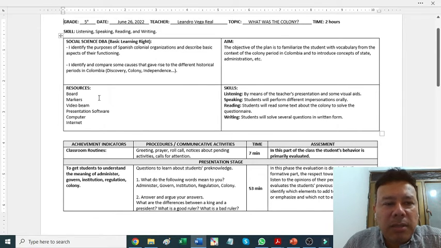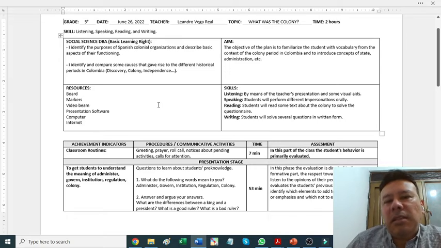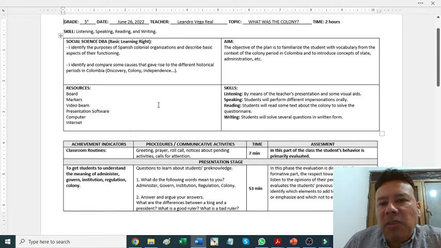Resources: board, markers, video, presentation software, computer, and internet. Listening: by means of the teacher's presentation of some visual aids. Speaking: students will perform different impersonations orally. Reading: students will read some text about the colony to solve the questionnaire. And writing: students will solve several questions in written form.